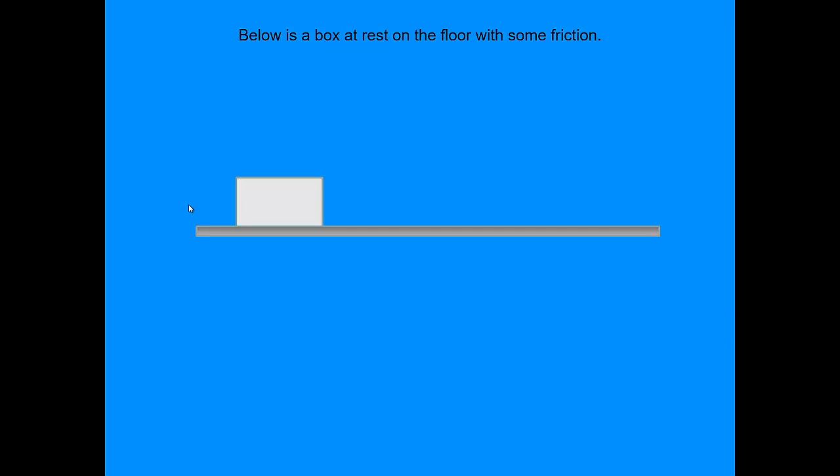Hello everyone. Consider a box at rest on a floor with some friction. There's friction between the box and the floor. What would I have to do to get the box to accelerate uniformly? Well, of course, I'd have to apply some force, right? But don't forget, there's also some friction which would oppose that motion.